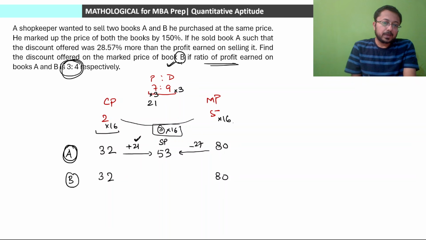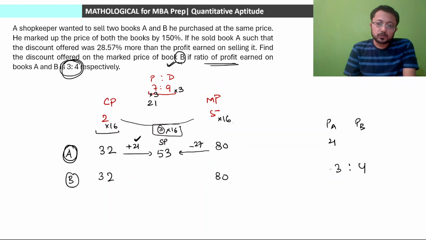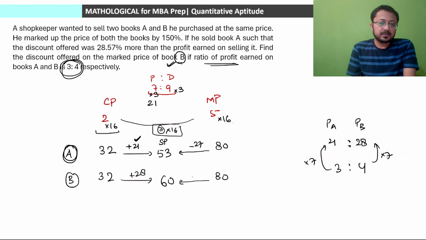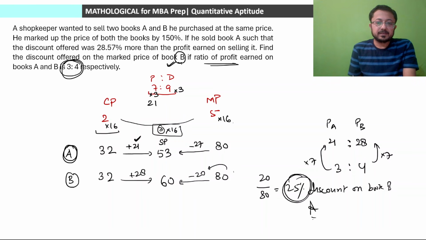So profit earned on book A is 21. Profit earned on book B we need to find out. We have no idea, but we know for sure that the ratio is 3:4. So 3 units is 21, so 1 unit is equal to 7. So 4 into 7, that is, profit earned on book B will be 28 units. So 32 plus 28, that is, selling price will be 60 for the second book, book B. Hence discount will be 20 units on 80. So discount percentage will be 20 by 80, which is 25% discount on book B. A very good question. 25% discount on book B.